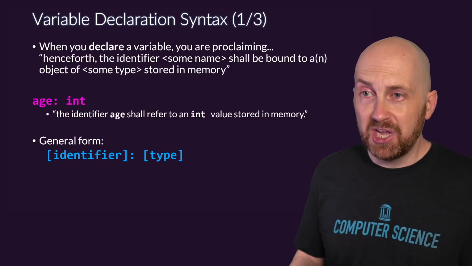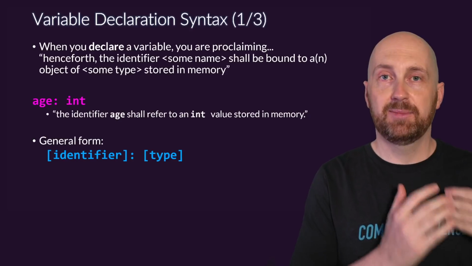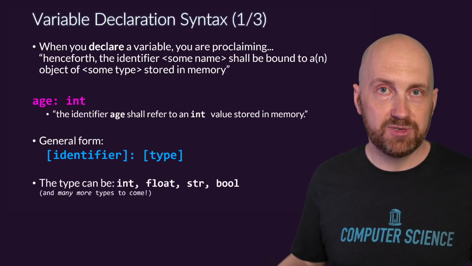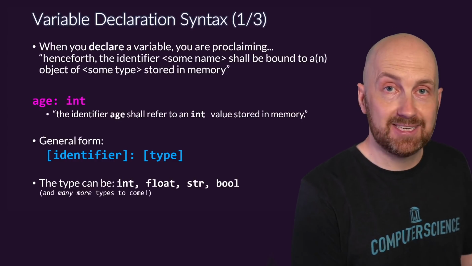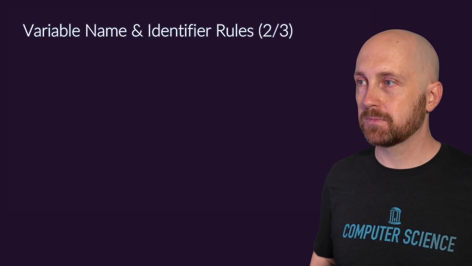Okay, so the general form of this declaration statement is some identifier, colon, and then a type, where type can be the types that we've seen so far, int, float, str, bool, but also can be types that we haven't seen. And we'll continue to see many, many more types as we go through this course.